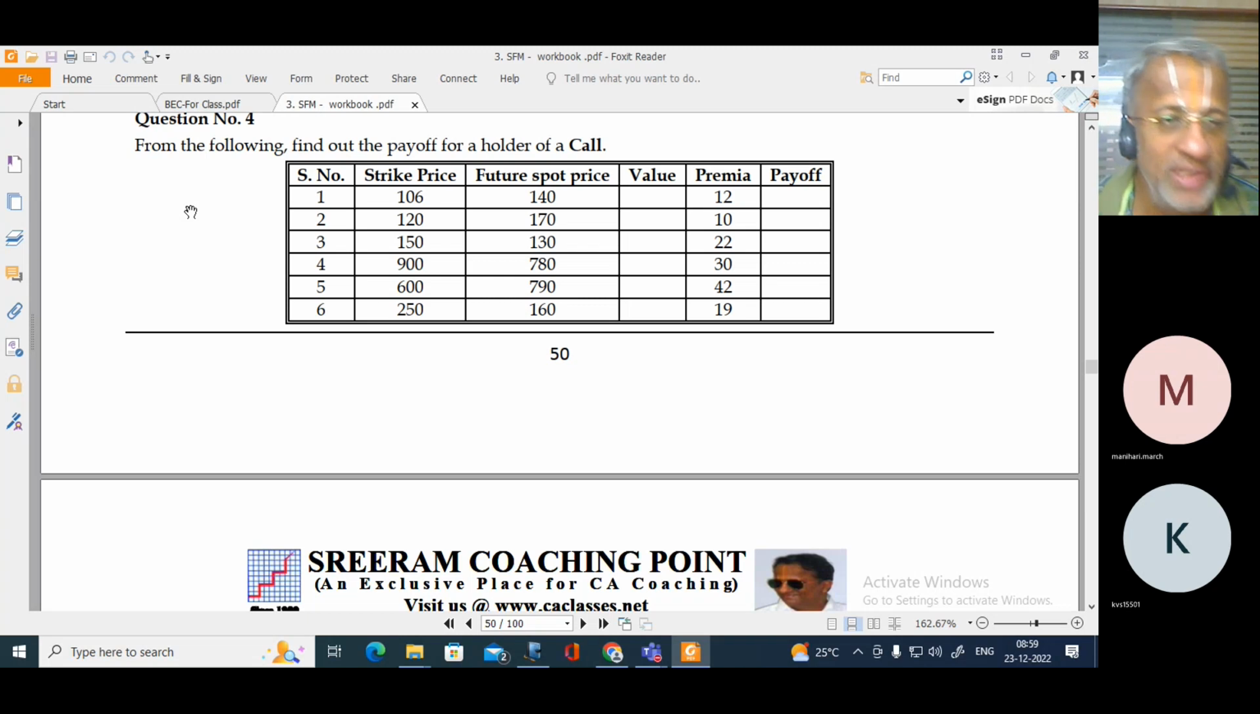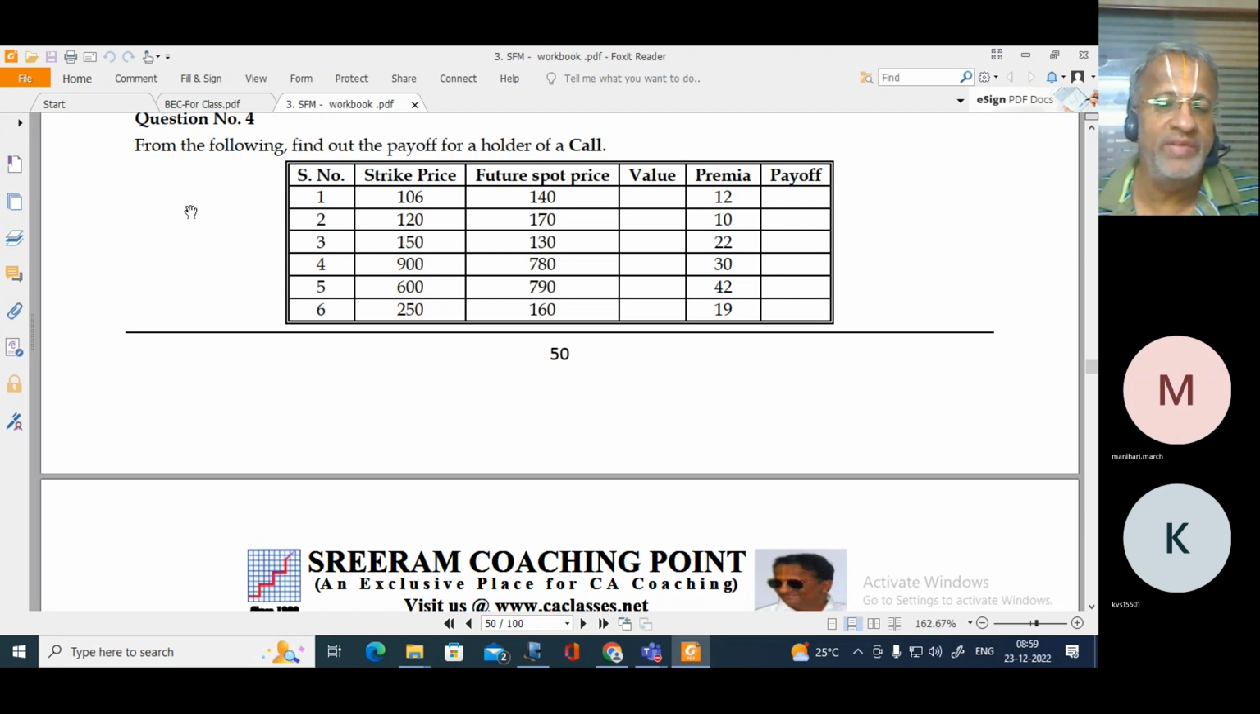106 is the buying price and 140 is the selling price. Will you not be making profit? Answer to that question is yes. How much is the profit that you would be making? 140 minus 106, it is 34. And 34 is the gross profit, 12 rupees being the premium, 34 minus 12, 22 rupees is the payoff. That is what had happened.